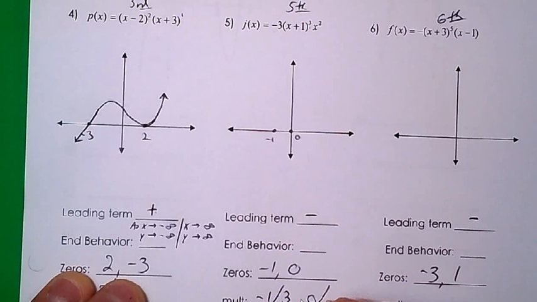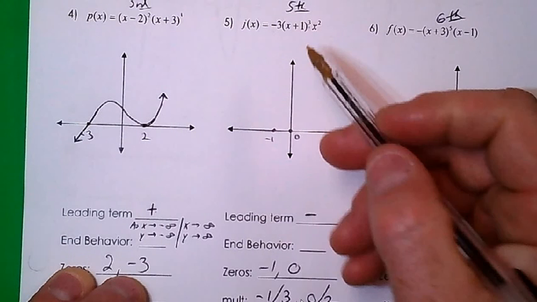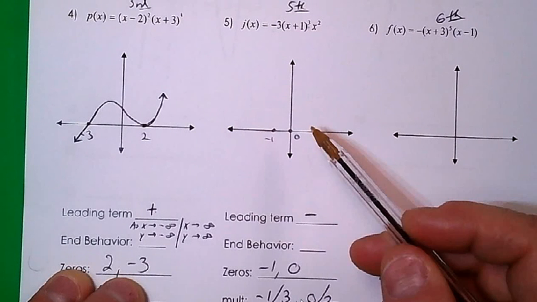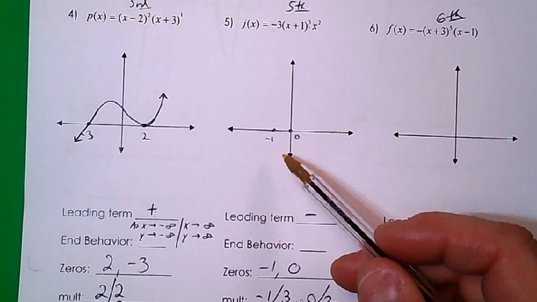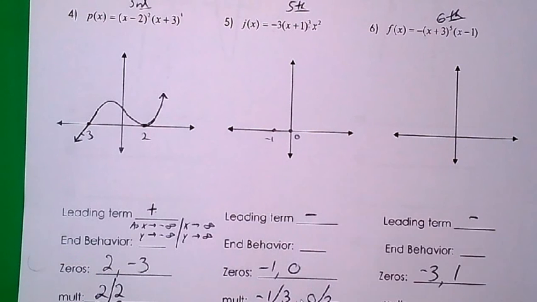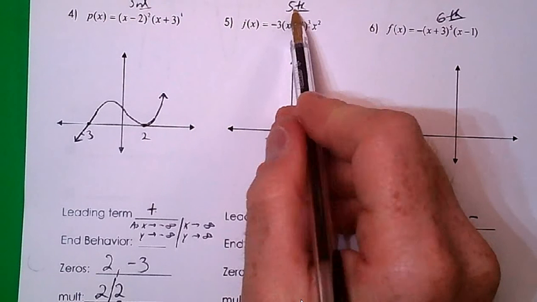Now, we know that if it has multiplicity 3, it does the little squiggly. And we know if it has multiplicity 2, then it looks like a parabola. And we know that this is 5th degree, and it's a negative sign.